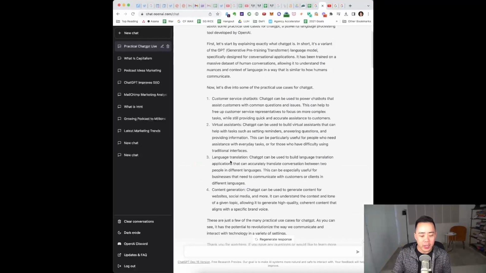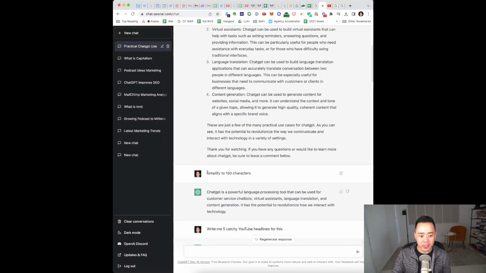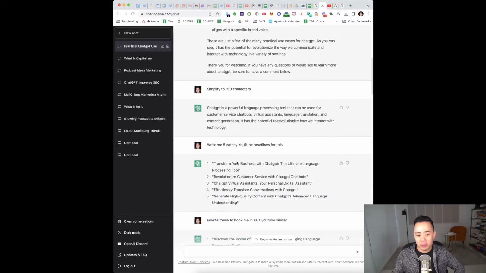And so now let's say I'm writing a blog post and I want to simplify this to 150 characters. Well, I want a meta description for SEO purposes, right? So you can use it to not only write scripts, but also simplify text. I said simplify to 150 characters, and it did a really good job here. It covered the key points, and it seems to make sense. I mean, this will do, right? So that's the second one.